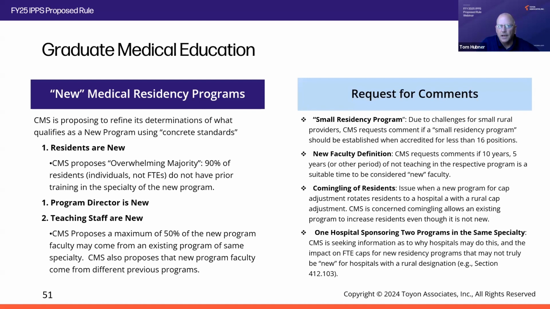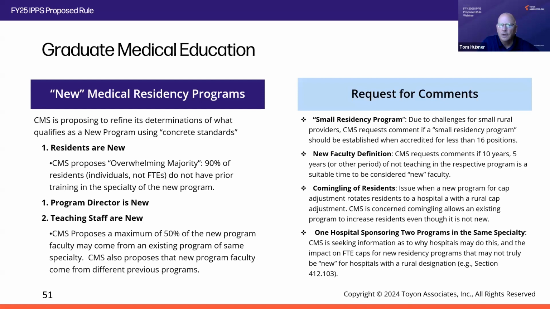Probably more difficult is the idea of whether the program director is truly new, and even more so the faculty. So CMS doesn't really have a defined new rule on this. They're essentially asking for comments from the industry stakeholders to help them determine how they might best tighten the screws on what exactly qualifies as a new program. So for these categories on the right side, they're asking for comments from the stakeholders in teaching environments as to how they would define what constitutes a new faculty member. Does it have to be somebody who was never a faculty member, or somebody maybe who hasn't taught in a GME program for maybe 5 years or 10 years?